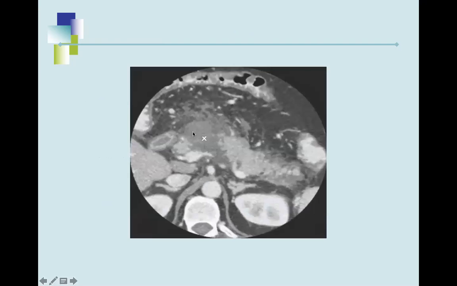Now you can see this is a CT scan of a patient. This is normal, this is all pancreatic tissue. You can see the change in the character of that pancreas. This is normal looking, and this is the necrotic area of the pancreas. Now this is probably a gallbladder.